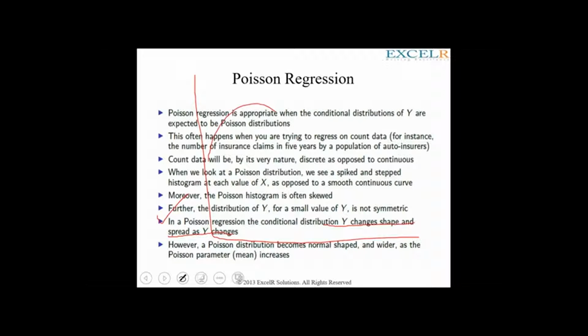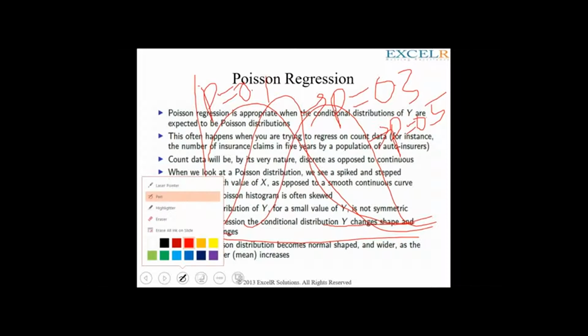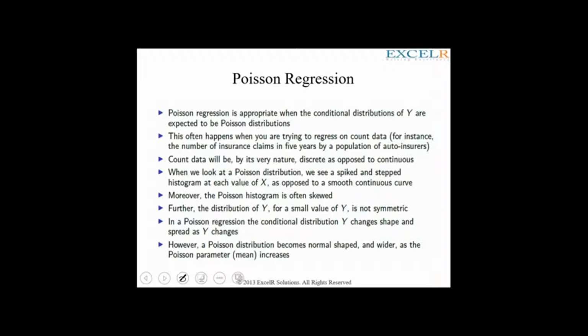So at probability 0.1, this is how it's going to look like. At probability equal to 0.3, this is how it's going to look like. And if probability is equal to 0.5, your curve is going to look a little different, right? So as your p-value increases, your Poisson distribution appears to be normal. So the Poisson distribution becomes normal shaped and wider as the Poisson parameter increases, as in how your mean increases.